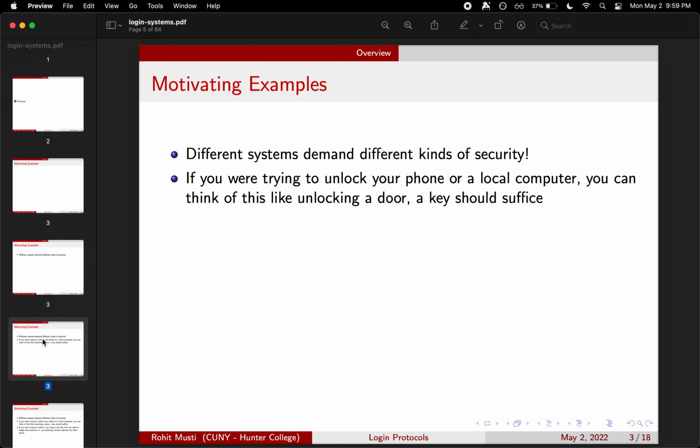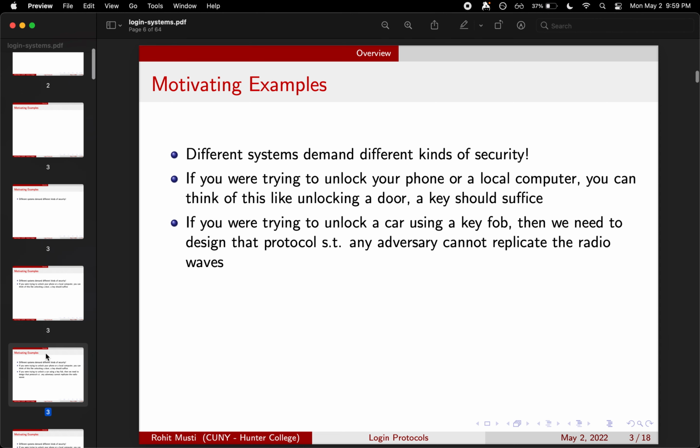One example of this is if you're trying to unlock your phone or a local computer. This is like sticking a key in a door. When you're unlocking a door, a key is really what you need. And so unlocking your phone and your computer, you kind of just need a key to unlock things. However, if you are using a key fob in a car, then we need to design such that no one can replicate what your key fob does by just listening to the radio waves, right? We need that to be slightly more secure.